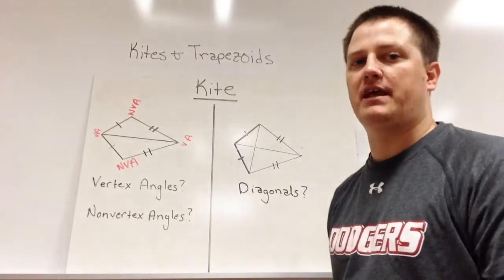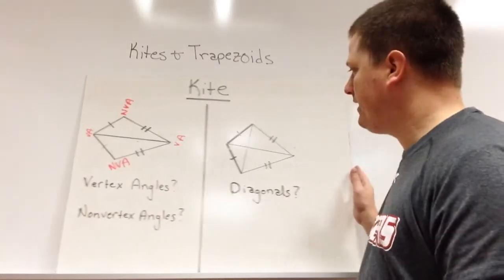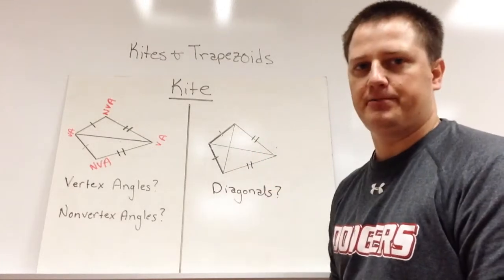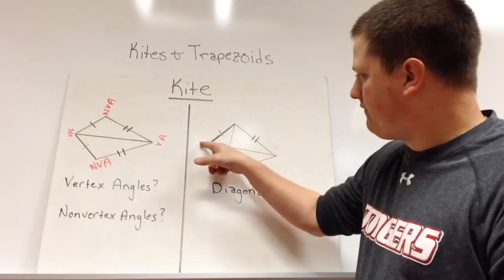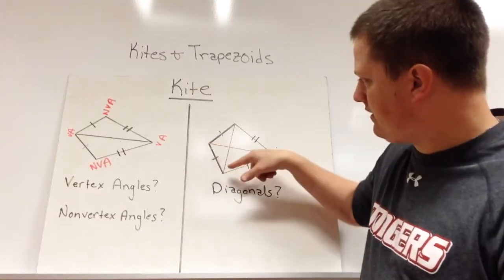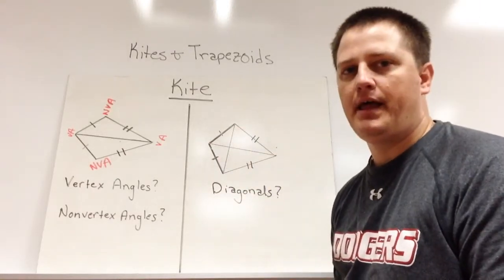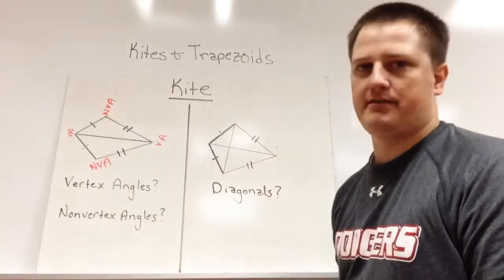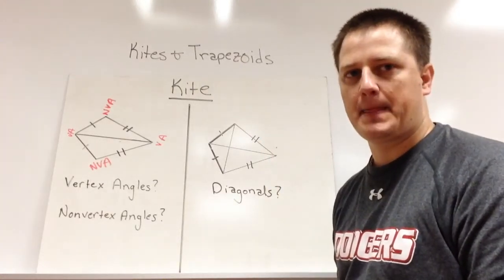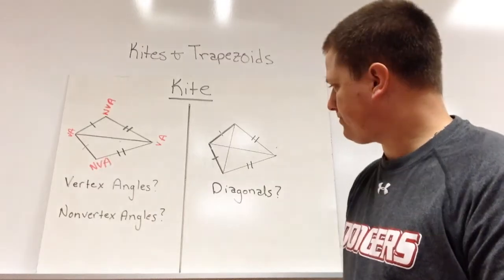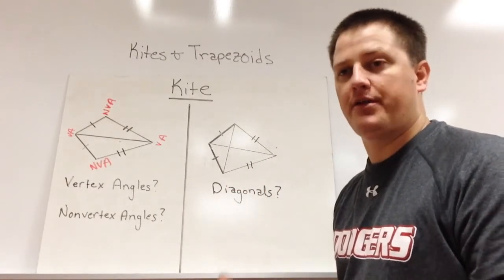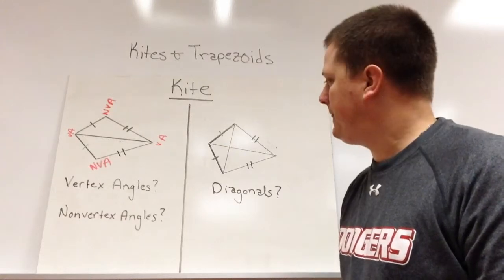Alright, our last thing that we want to look at for a kite is this. What I have done is I have drawn both diagonals. So we have our diagonal here, our diagonal here. There are two things that are happening with these diagonals. Both are about how they intersect.